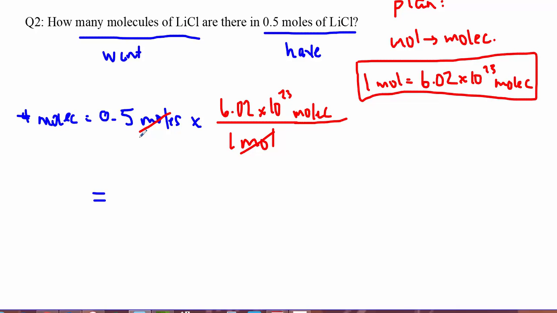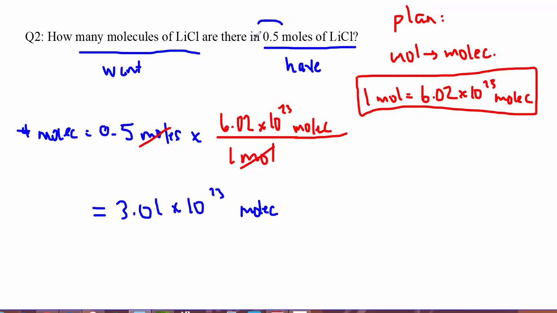Okay, times 10 to the 23. And my units are molecules. And before I finish this up and say I'm done, I need to check my sig figs. So I come back to my question for a moment, and I can see that in my original data here, I actually only have 1 sig fig. So 0.5 has only 1 significant figure. So I'm only allowed to have 1 sig fig in my answer then, because this was a multiplication division question.